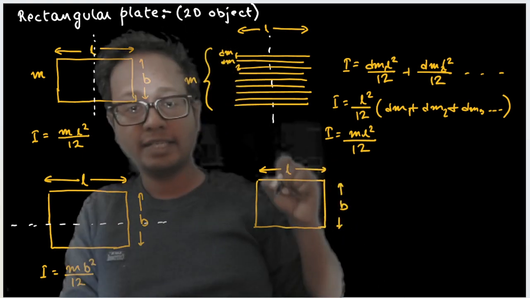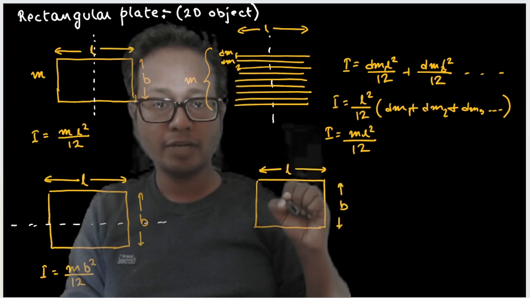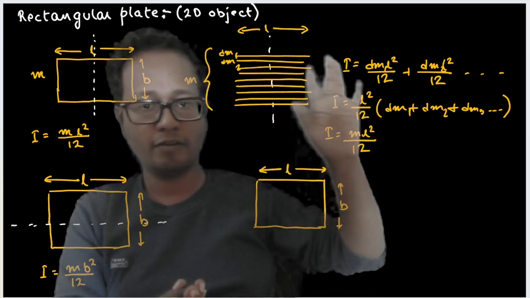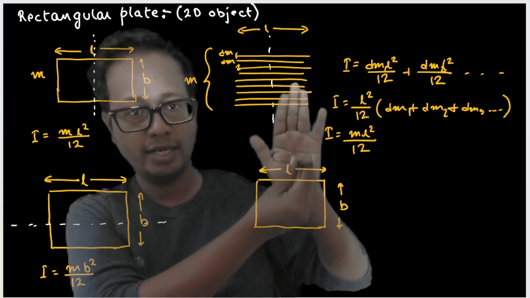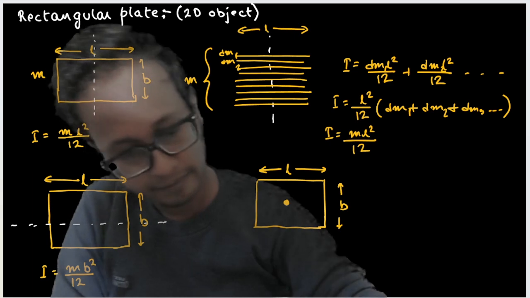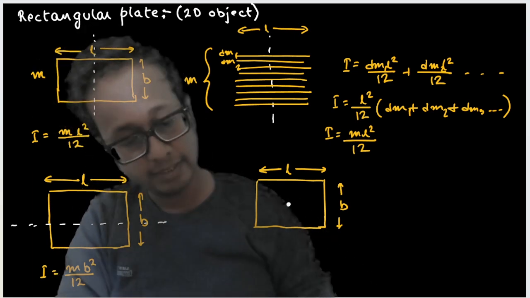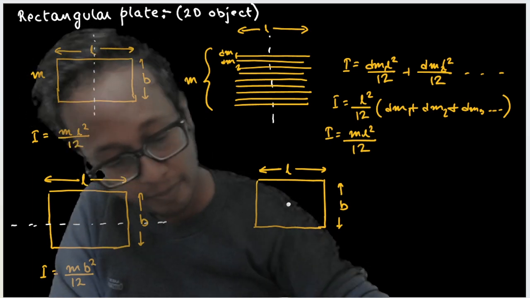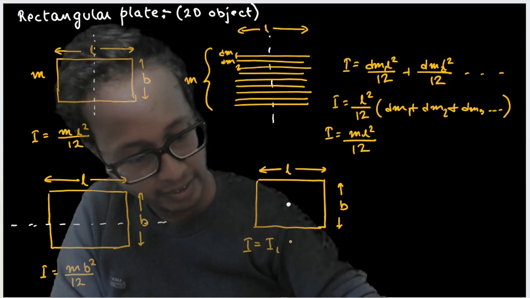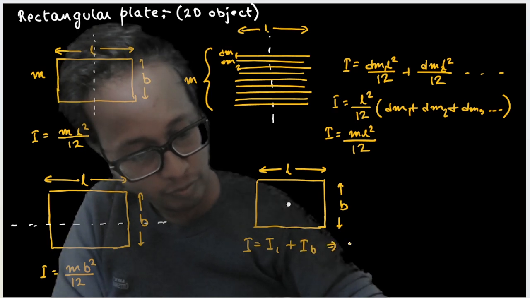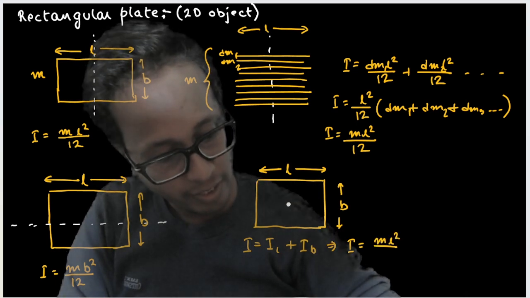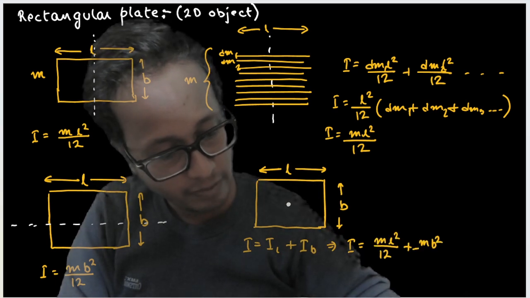Now what about the moment of inertia of the same rectangular plate about the axis that is perpendicular to the plate? Perpendicular to the plate means this is the plane of the plate and my axis is going like this through the center. We can easily apply the perpendicular axis theorem. So the moment of inertia about this axis is the moment of inertia about length plus the moment of inertia about breadth, which is ml square by 12 plus mb square by 12.